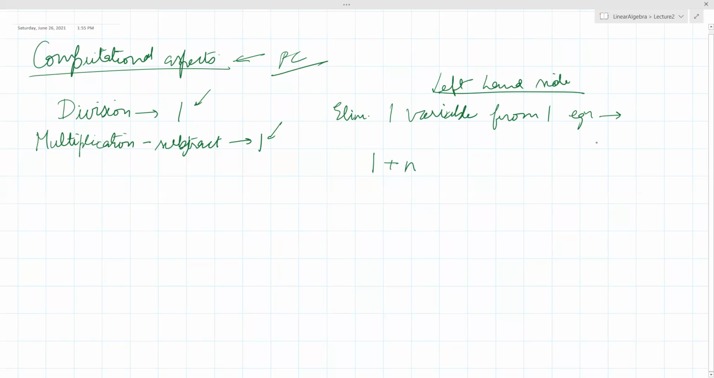So we have removed one variable from one equation. Sorry, I made one mistake. Let me call this n minus 1. Why do I call this n minus 1? Because although there are n terms in your equation, we do not need to calculate the first term, because the first term is going to be 0. So you have 1 plus n minus 1. So for eliminating one variable from one equation, you have n total number of steps.